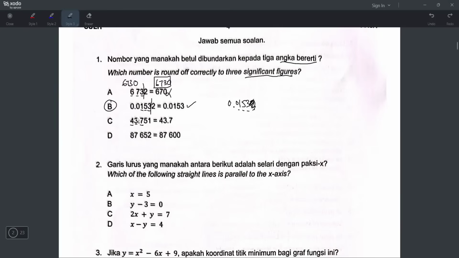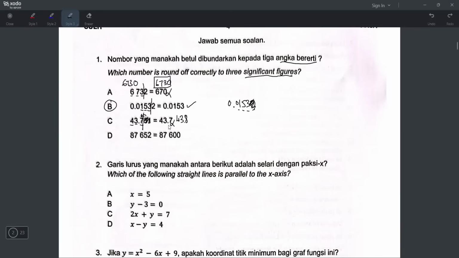1, 2, 3. And remember, the 0 on the left side, we don't count it, right? But this one, there's no 0. So I count like this and then draw a line. Okay, this is 5, so I have to plus 1. So when you plus 1, it becomes 43.8. And then this whole thing erased already. So the correct answer is 43.8. But they write 43.7. So that is why this is wrong.